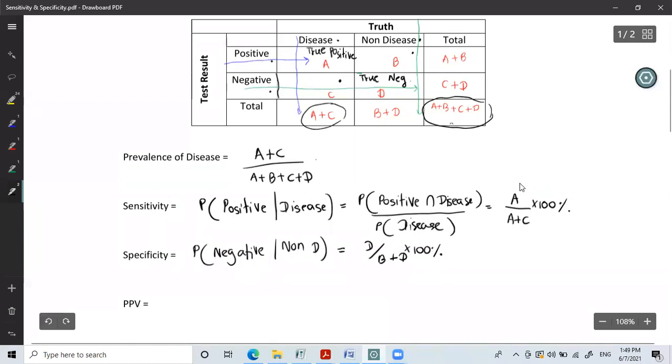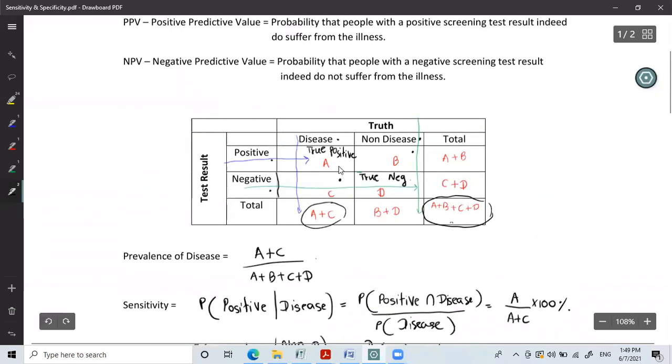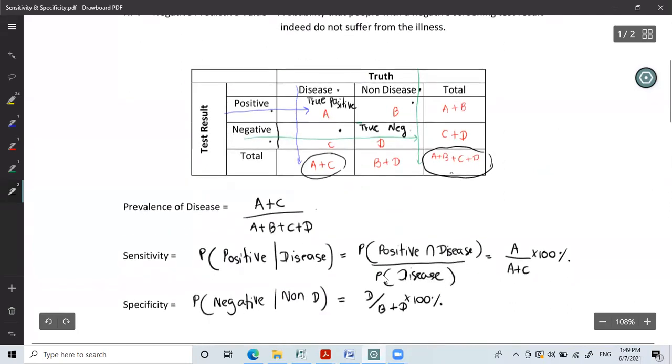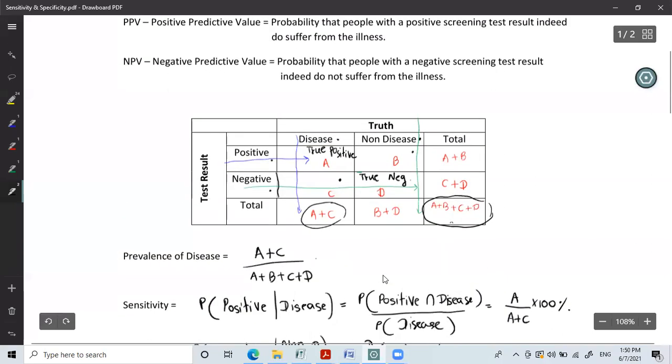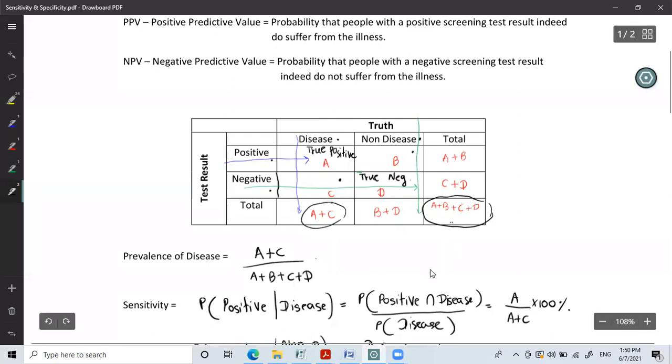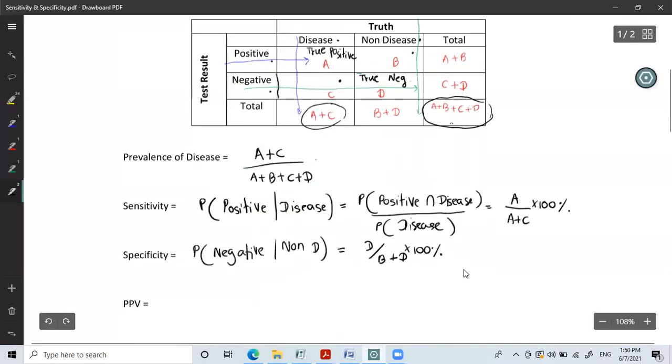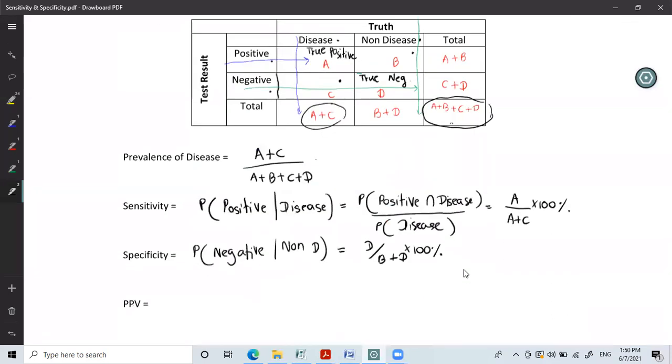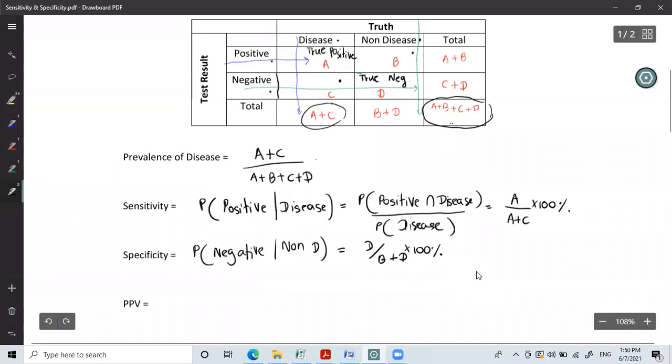Okay, is this clear to all of you how to get the sensitivity and specificity? Now do not try to memorize these ABCDs, okay? Get the idea. The idea is giving a positive test result for those who actually have the disease. That is sensitivity. Specificity is giving a negative result for the test for those who are actually non-disease, right? So if you can understand that, you can easily find this probability or these numbers, okay?